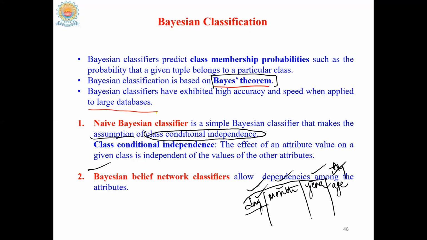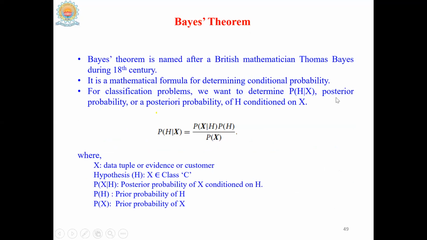So this Bayesian classification is based on Bayes theorem. What is Bayes theorem? First we need to know that. Bayes theorem is named after a British mathematician, Thomas Bayes, from the 18th century. It is a mathematical formula for determining conditional probability.